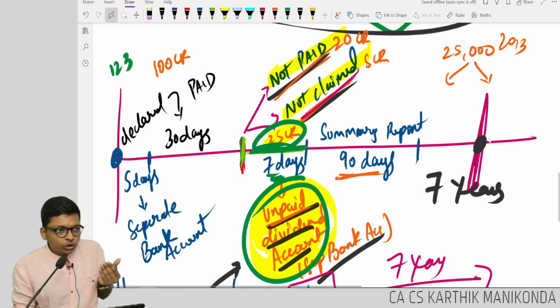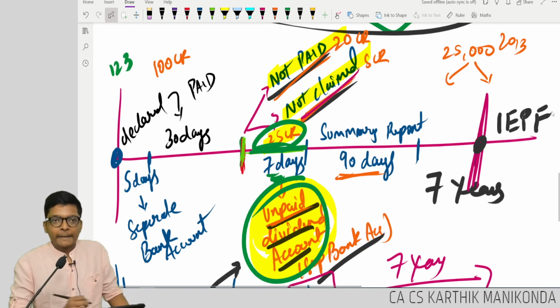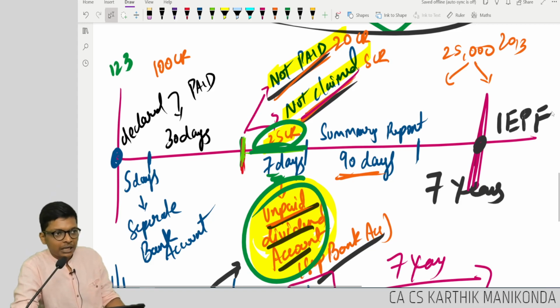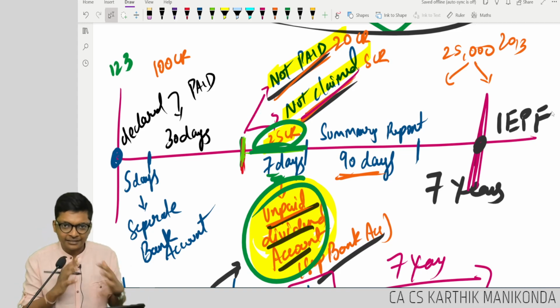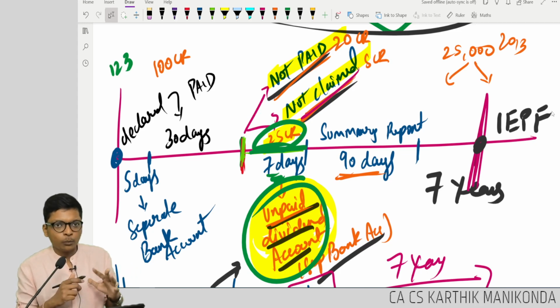Government has its own fund. So you don't use the word government in the exam. Its own fund is called IEPF. Are you following, guys? We have finished 3 sections together, guys. It's not one section. I will tell you, I will classify it for you. One timeline: we are done with sections 123, 124 and 125.